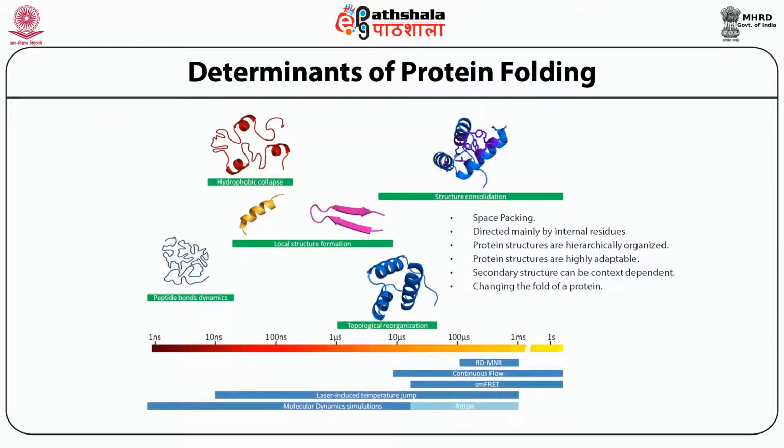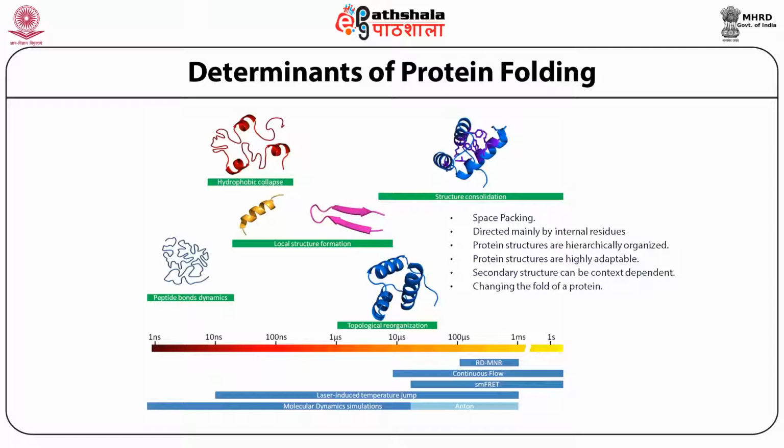Here we discuss the determinants of protein folding. Protein folding is determined by a large number of parameters. One is peptide bond dynamics, which decides what kind of secondary structure is achieved. Then hydrophobic collapse, where the hydrophobic residues allow the linear amino acid chain to form a collapsed structure with the minimum volume. Then local secondary structure formation occurs because of the phi and psi values of the peptide backbone, which cause the formation of either alpha helices or beta strands.